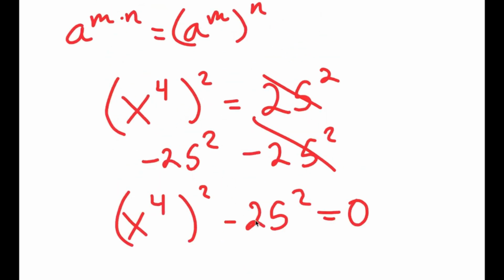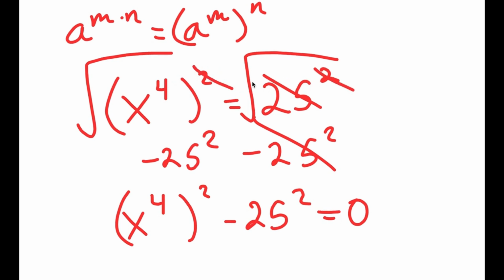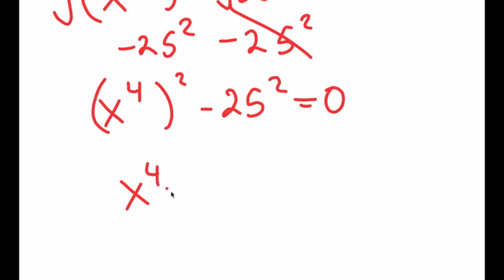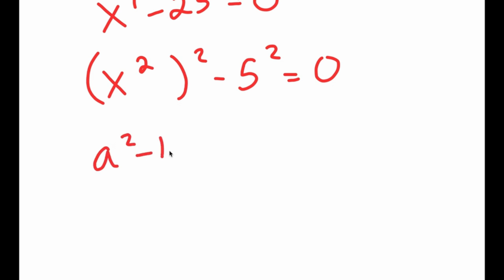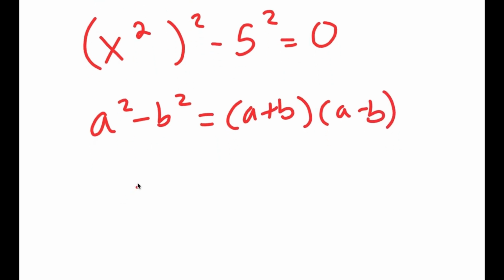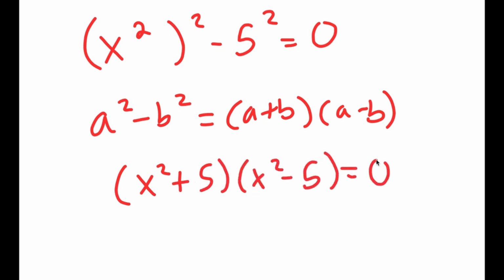And before we actually do this, I'm going to take the square root on both sides so I can cancel these 2's out. So I get x to the power of 4 minus 25 is equal to 0. Now from here, I'm going to rewrite this as x squared to the power of 2 minus 5 squared is equal to 0. So now I can use the formula a squared minus b squared is equal to a plus b times a minus b on this. So this turns into x squared plus 5 times x squared minus 5 is equal to 0.